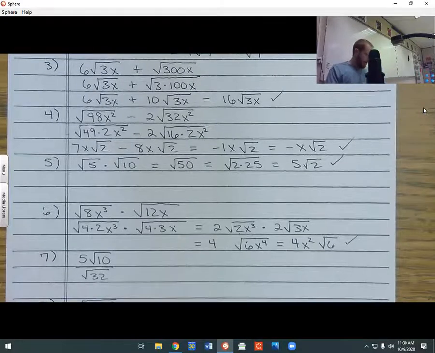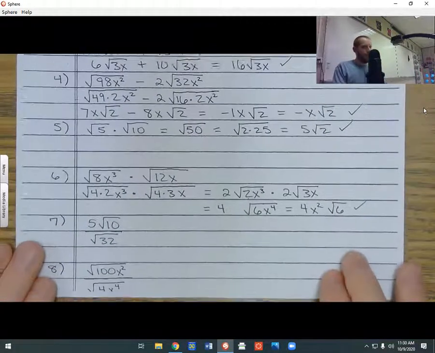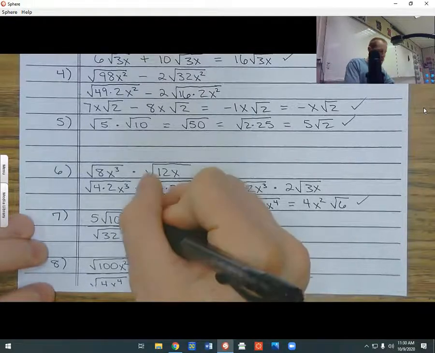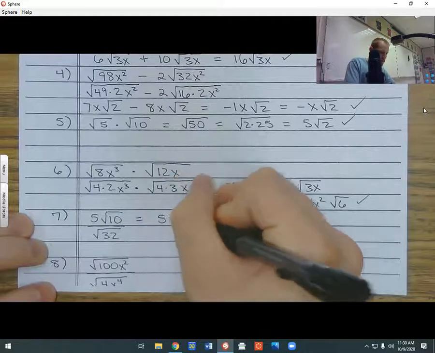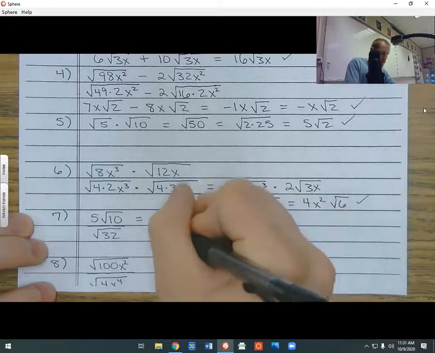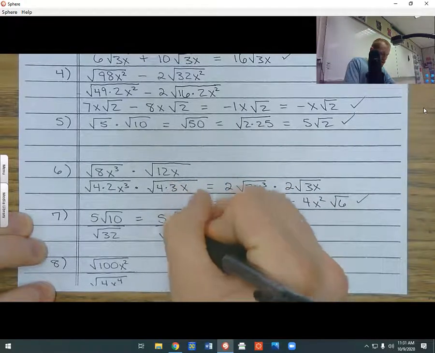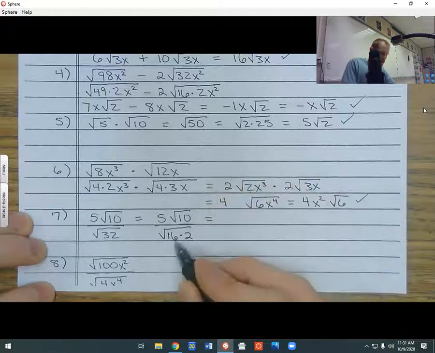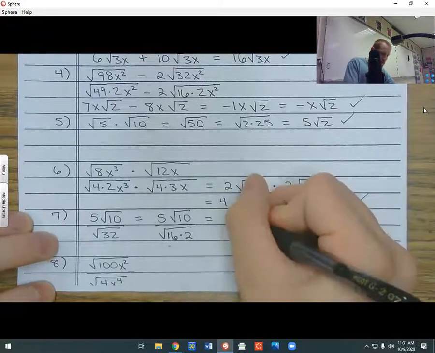Alright, dividing problems. For these, you can simplify first, or you can just go ahead and divide. For this one, I know I can simplify the bottom, right? The top is going to stay the same. Can't really simplify 10 yet. 32 is 16 times 2. So I know for a fact that I get the 16 out as a 4. The top stays the same.